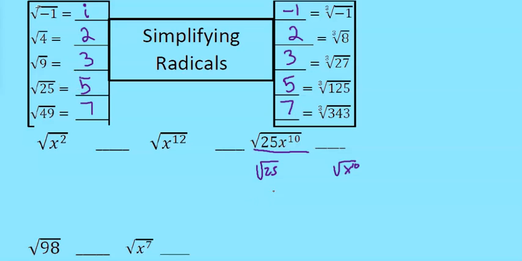It's 5. The square root of x to the 10th can be rewritten as a rational exponent. We have a 2 down there because the index is a 2, because there's nothing there. 10 divided by 2 is 5. So we have x to the 5th power right here. And then just put those together: 5 times x to the 5th power. And that's your reduced radical.